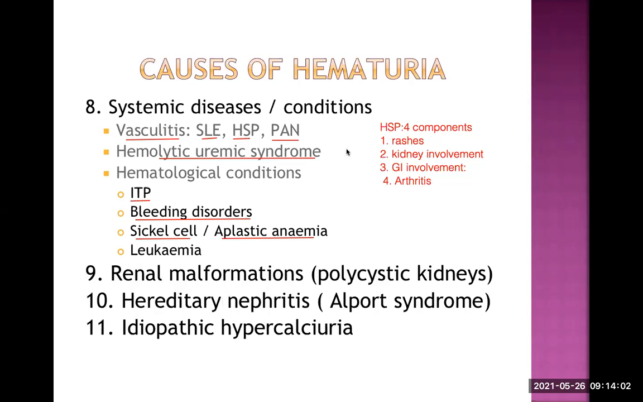Now, another type of cause that leads to hematuria is renal malformation, like polycystic kidney. In case of children, we used to say autosomal recessive polycystic kidney disease. But in case of adults, we call it autosomal dominant polycystic kidney disease. That is a bit of a difference. Autosomal recessive polycystic kidney disease is a very severe condition.